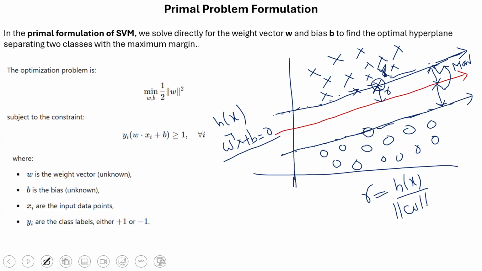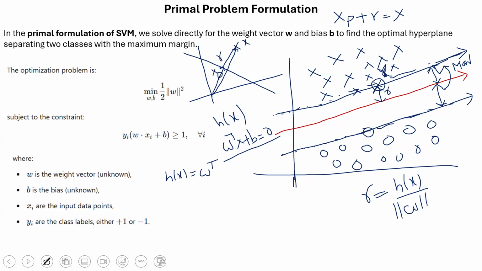How did we derive this? So we found out something like this. This is the hyperplane, and this is the point X, and this is the projection of the point, XP, and this distance is R. This is the XP vector, and this is the X vector. And we found out that XP plus R is equal to X. Now we know h(x) can be written as W transpose x plus b, right? Now h(xp plus r) is equal to W transpose (xp plus r) plus b. I'm just replacing x with xp plus r because x is equal to xp plus r in this case.